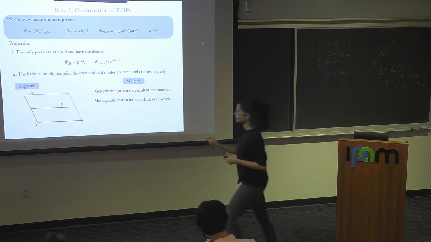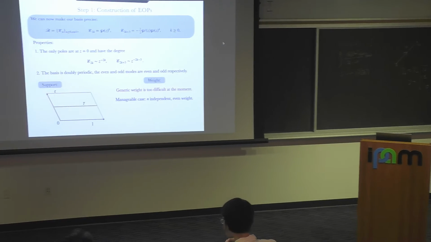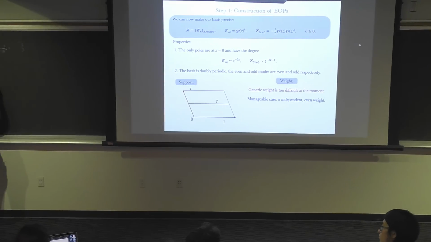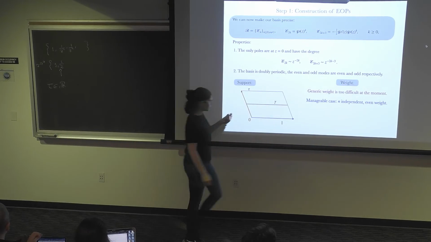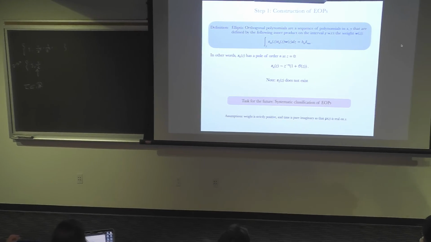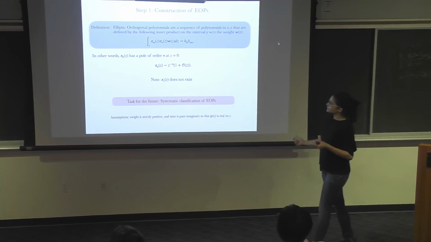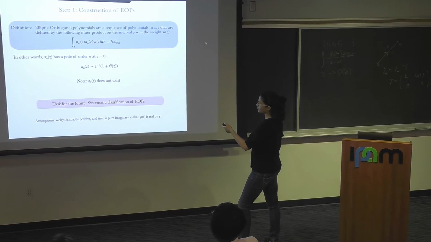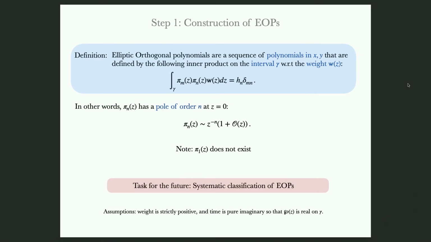The other thing I want to mention, tau is imaginary because we want our Weierstrass p to be real on gamma. Okay, so with this, we can construct the polynomial. You have pi m and pi n such that they have nth order pole instead of 0 at z equal to 0. Note, pi 1 doesn't exist, as I just mentioned. A good task for the future is a systematic classification of these polynomials with different weights. We are assuming that weight is strictly positive, tau is pure imaginary, as I just mentioned.